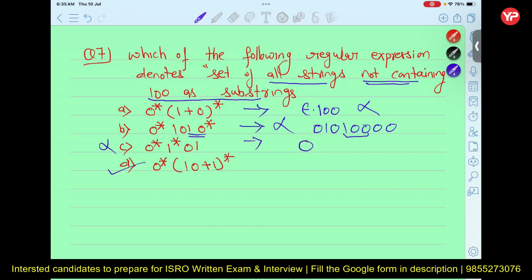So my dear students, always keep in mind, instead of just thinking in one way, you have to think in both ways. Is my regular expression not generating the given thing? Plus, is my regular expression generating all such things? So you have to keep in mind these things.